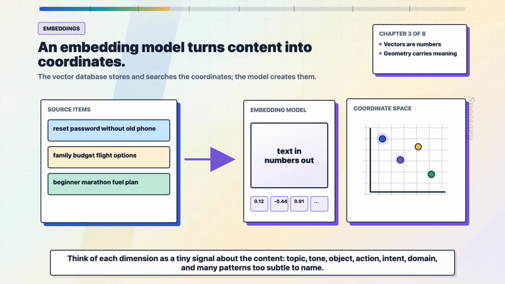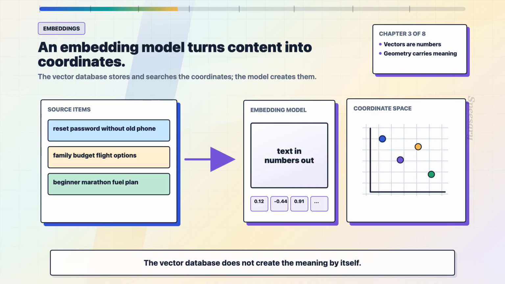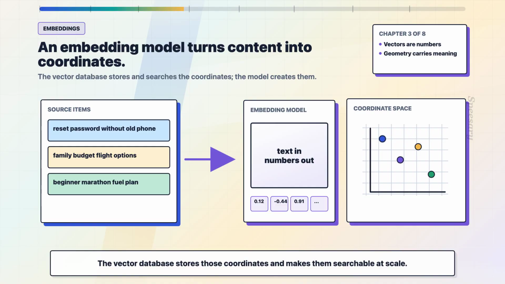Think of each dimension as a tiny signal about the content: topic, tone, object, action, intent, domain, and many patterns too subtle to name. The vector database does not create the meaning by itself. The embedding model creates the coordinates. The vector database stores those coordinates and makes them searchable at scale.